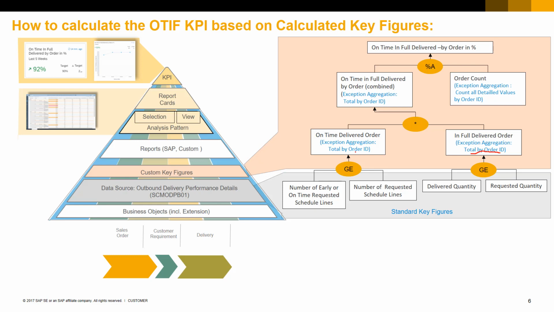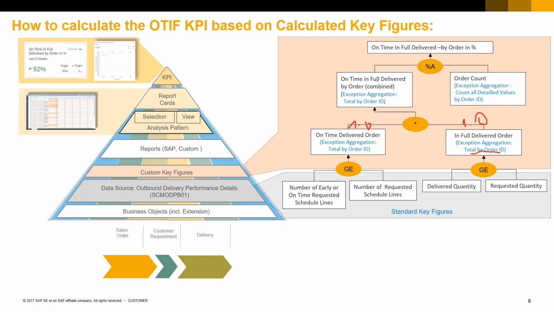A similar condition and calculation is done for the on time. Also, this is done on order level, and here you check if the number of early or in time requested schedule lines is greater or equal than the number of requested schedule lines. In both cases, in the positive case, you get a 1 or a 0. And so you get a 1 or 0 here, and the same, of course, here. And if you deliver on time and full, you multiply 1 by 1, and you get 100% on time in full delivery, a combination of both, also done and calculated on order level.